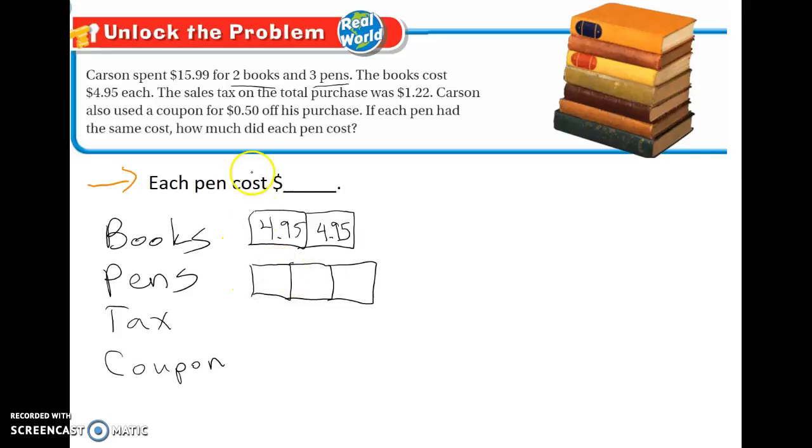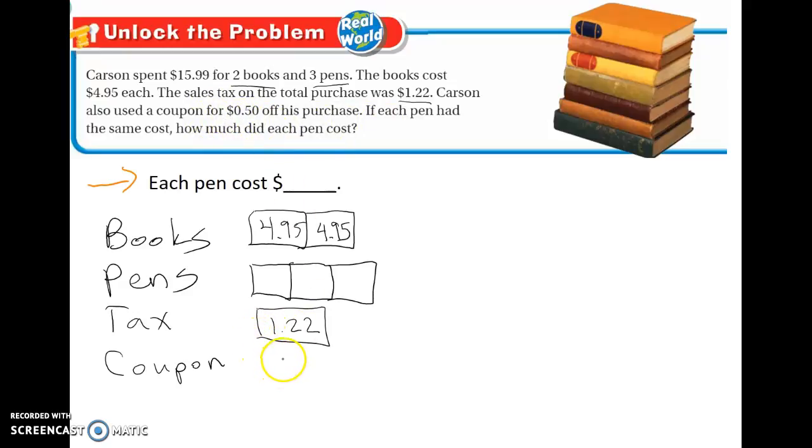Do I know what the pens are? Not yet. Sales tax on the total purchase was $1.22, so I'll just fill that in, $1.22. It doesn't matter that they're not really the right size. The $4.95 is not bigger than the $1.22. That doesn't really bother me. This is sort of the weird part. The coupon is 50 cents off the purchase.